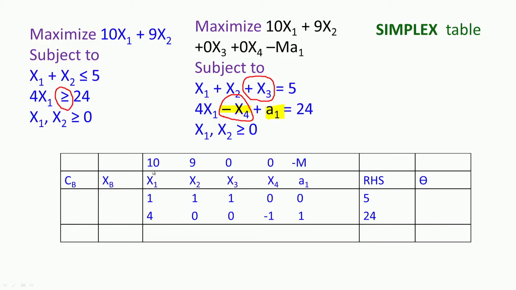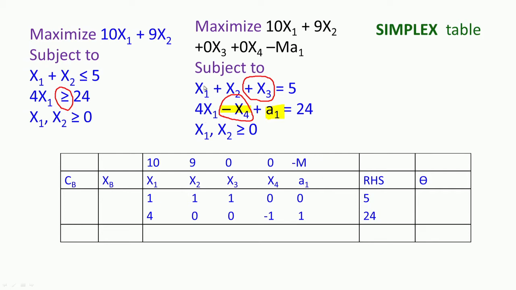So, we write the objective function values 10, 9, 0, 0 and minus M. Please note that this minus M is coming because of the artificial variable and the maximization function. So, there is a minus M in the objective here.